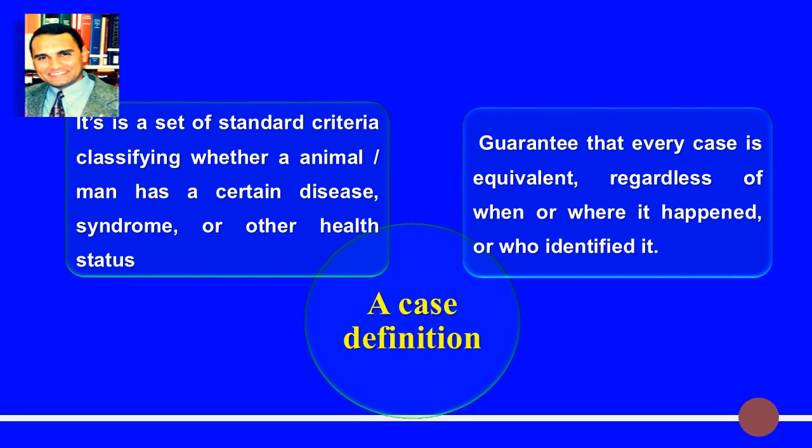A case definition is a set of standard criteria for classifying whether an animal or man has a certain disease, syndrome, or other health status. It guarantees that every case is equivalent regardless of when or where it happened or who defined it. Before counting cases, the case definition has to be done.